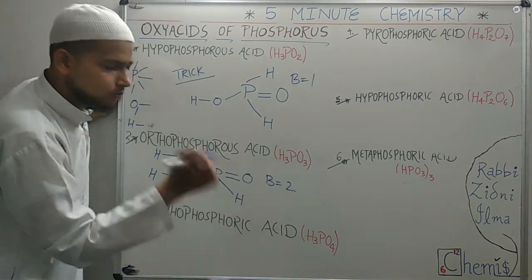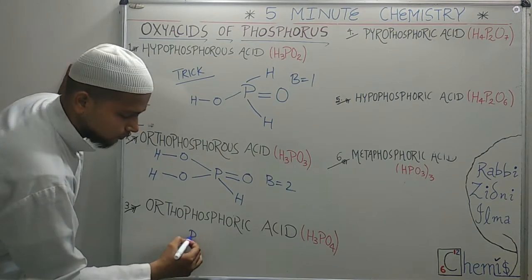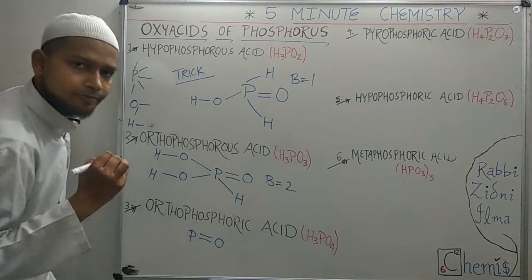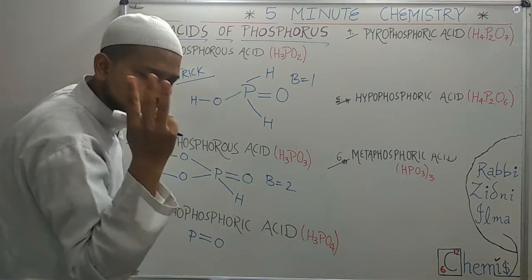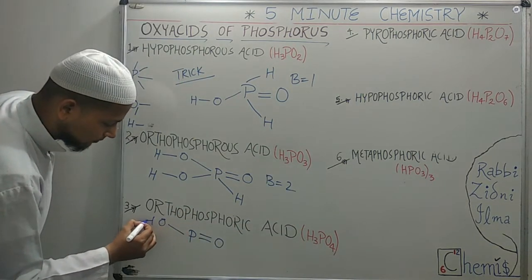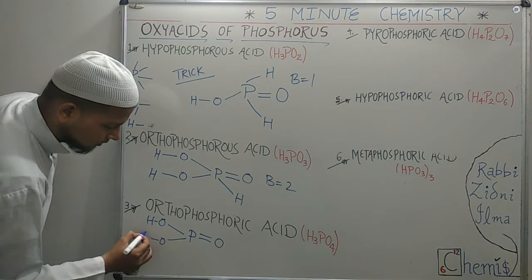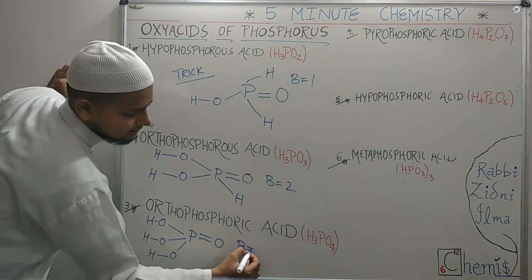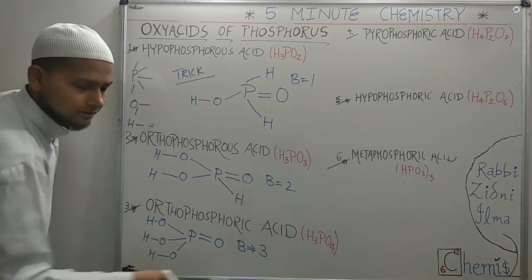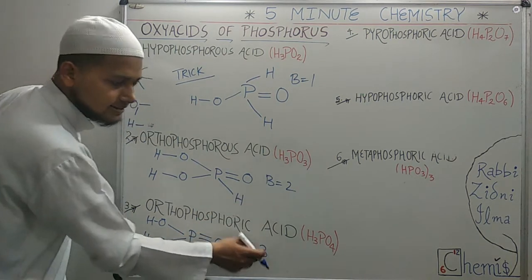Next is orthophosphoric acid. Now look here, phosphorus and oxygen with a double bond. Now 3 oxygens and 3 hydrogens. That will give us what? 3 OH groups. So 1 OH, 2 OH and 3 OH. Hence basicity is 3.